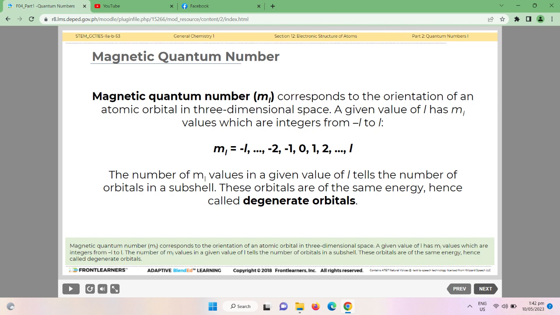Magnetic quantum number, or m subscript l, corresponds to the orientation of an atomic orbital in three-dimensional space. A given value of l has m subscript l values which are integers from negative l to positive l. The number of m subscript l values in a given value of l tells the number of orbitals in a subshell. These orbitals are of the same energy, hence called degenerate orbitals.